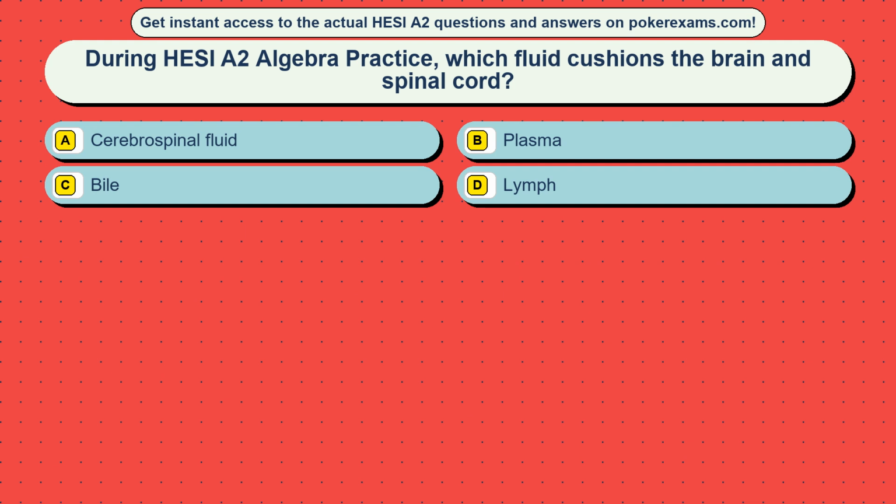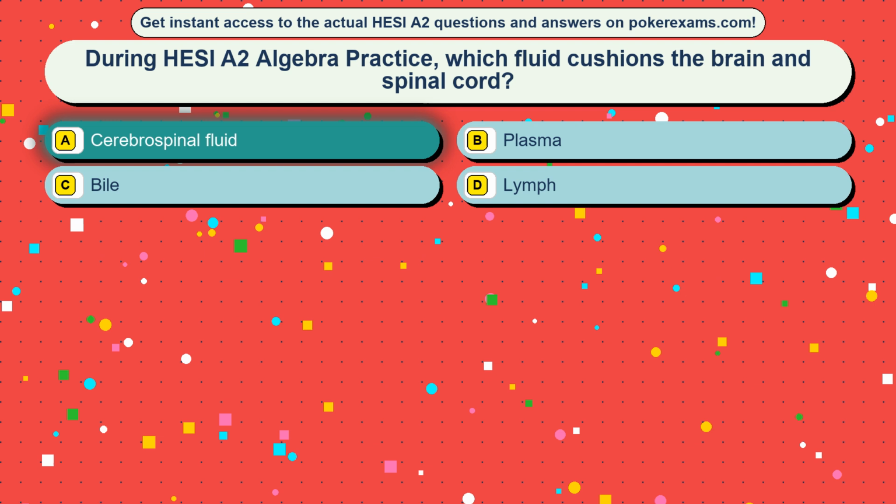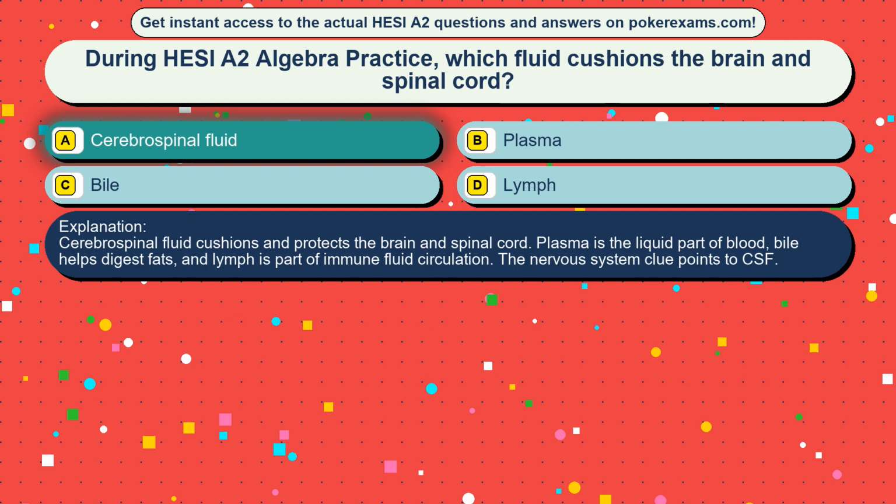Question 21. During HESI A2 Algebra Practice, which fluid cushions the brain and spinal cord? Option A cerebrospinal fluid, option B plasma, option C bile, option D lymph. The correct answer is option A, cerebrospinal fluid. Cerebrospinal fluid cushions and protects the brain and spinal cord. Plasma is the liquid part of blood, bile helps digest fats, and lymph is part of immune fluid circulation. The nervous system clue points to CSF.